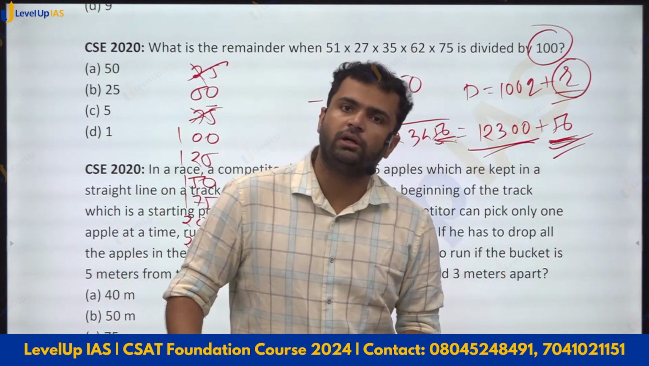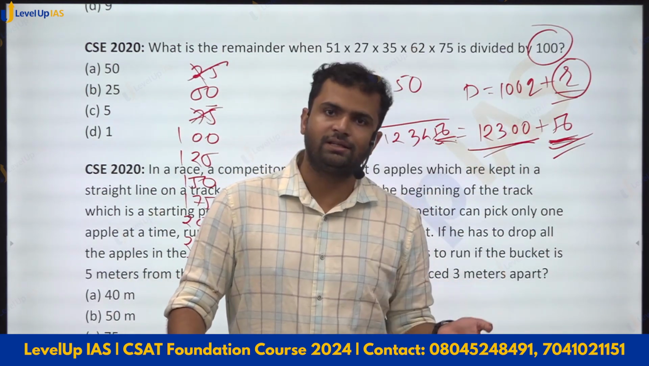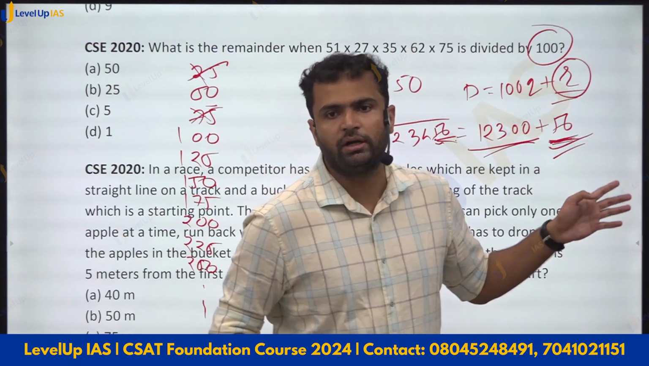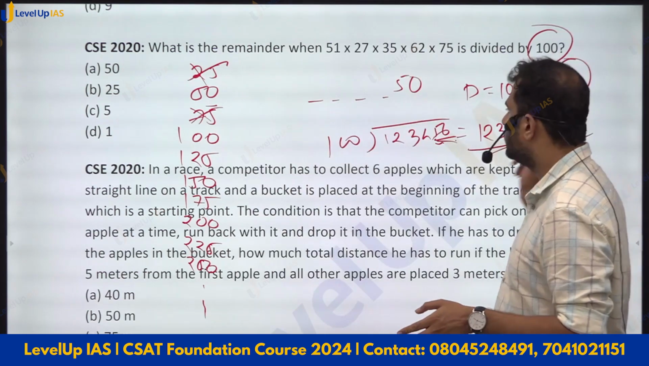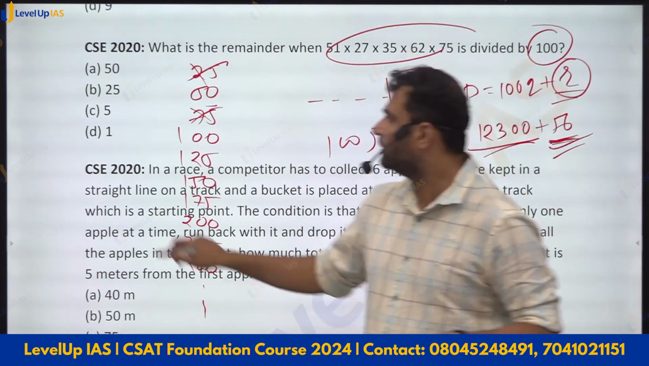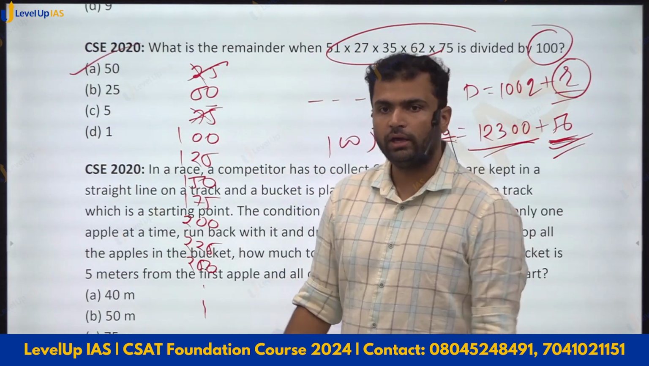Whenever we divide any number by 10, the last digit is the remainder. Whenever we divide a number by 100, the last two digits are the remainder. So what are the last two digits for this particular product? We found out 50. So the answer is A.